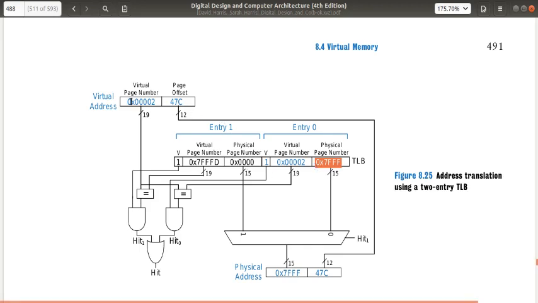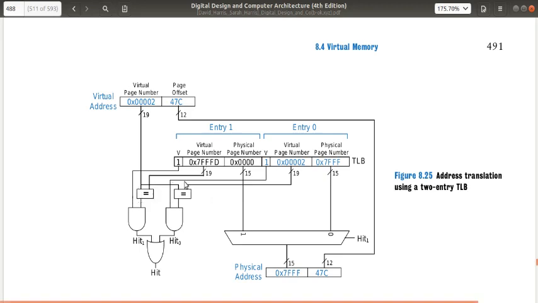So when the processor requests a virtual address of 0x0002473, this is a full virtual address being requested. Then what is done? The virtual page number is searched, right? So it looks in the entries here. A comparator is used to compare the virtual page numbers, whether this is there, no, or this is there. So if there is a hit, this is a 1.